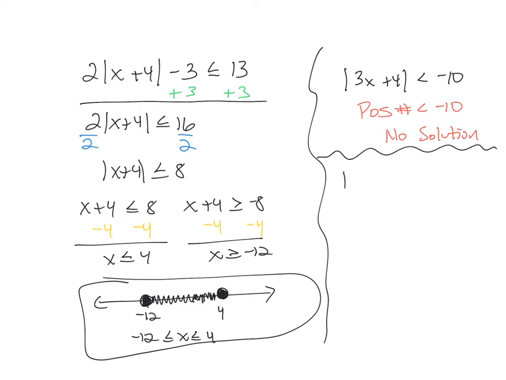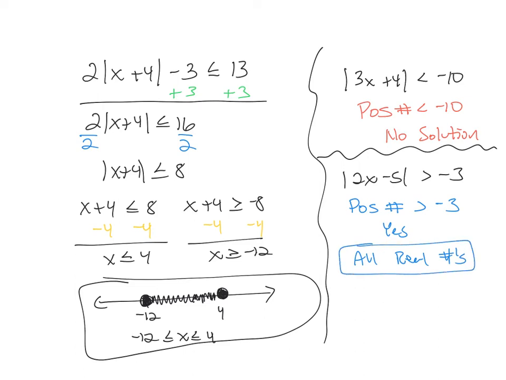Okay, if I had absolute value greater than negative 3. So same thing. This is always a positive number. Doesn't matter what the number is. Is a positive number greater than negative 3? Yes, always. So the answer is all real numbers.